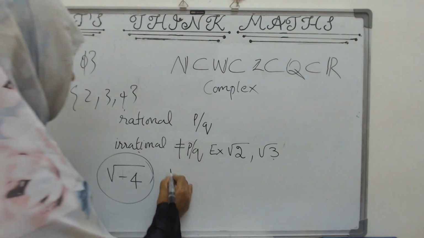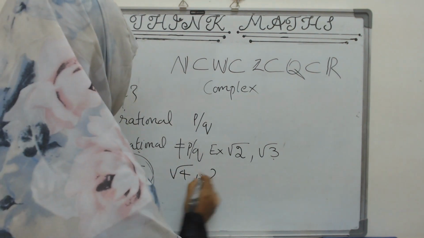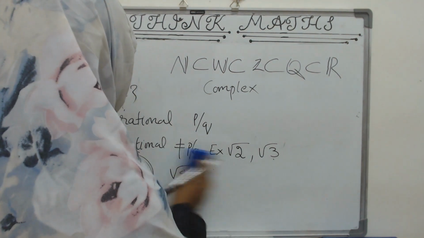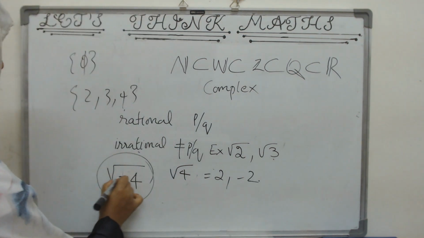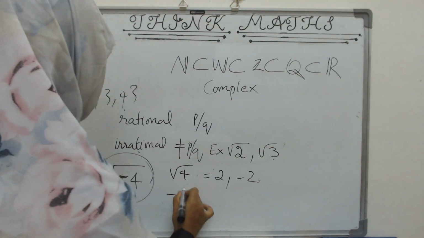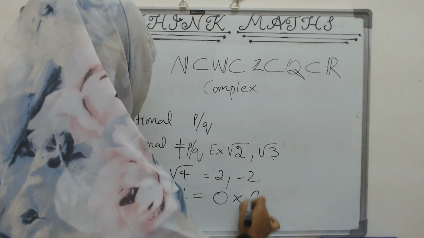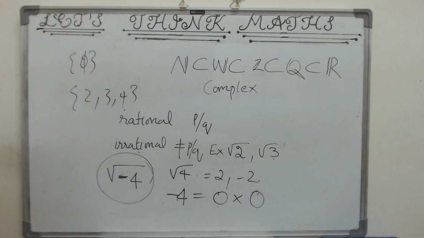What is the problem with that? Square root of 4 is 2 and minus 2, right? But what about square root of minus 4? What is that number which when multiplied with itself gives minus 4? So you see the problem there? That is what the set of complex numbers will give you, but that is for another day.